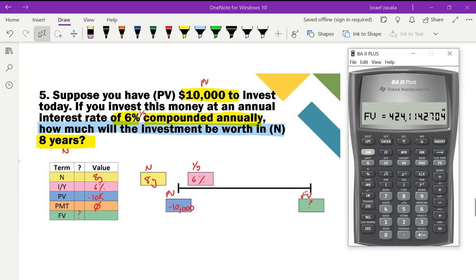So you can pause it here if you haven't put them in your calculator yet. Second, clear time value of money, clear that. 8 years, 6%, 10,000 negative, 0 payment, compute future value. So 15,938.48. Okay, pretty straightforward, right?